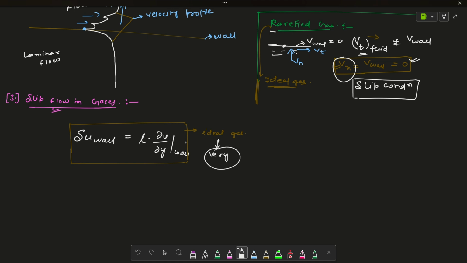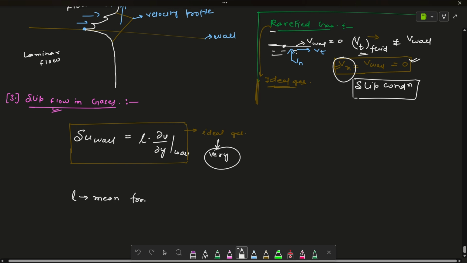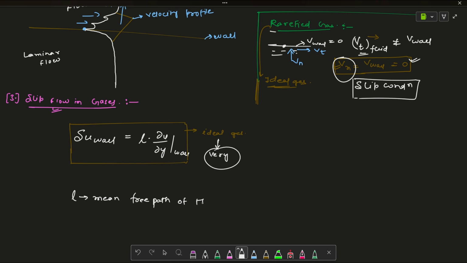So for that case we know the boundary condition, and now we can solve any problem, because Vn is known and Vt is also known from this condition. Now, what are the terms in the equation? L is the mean free path. I have explained what the mean free path is: the path traveled by a molecule or particle between two consecutive collisions is known as the mean free path of the gas.